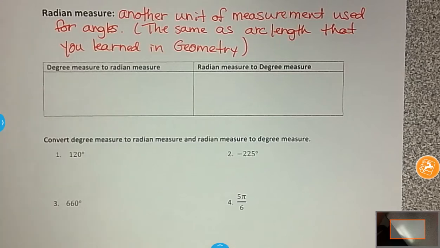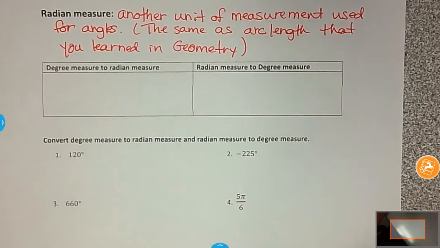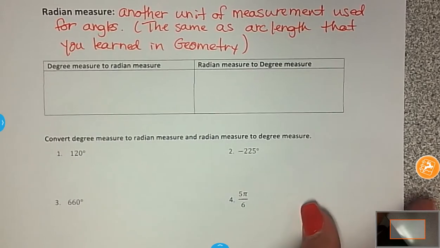Alright guys, so as I said, radian measure is just another way of measuring angles. It's the same as the arc length you learned in geometry. So I want to show you what it looks like, and then we'll talk about a formula that you learned in geometry and how it relates to what I'm going to show you here in just a second.